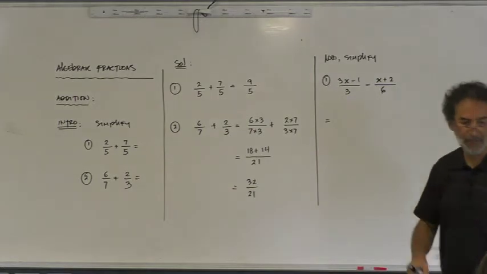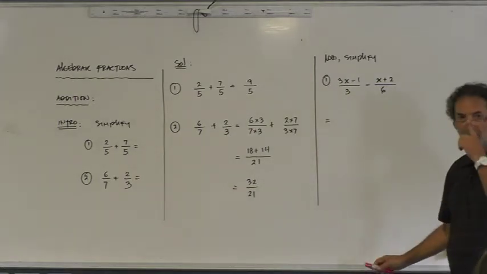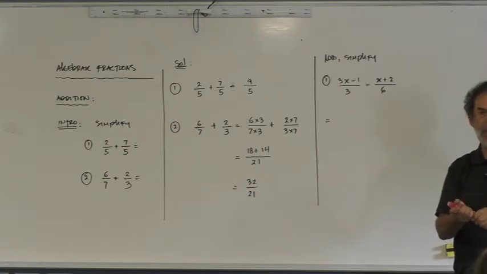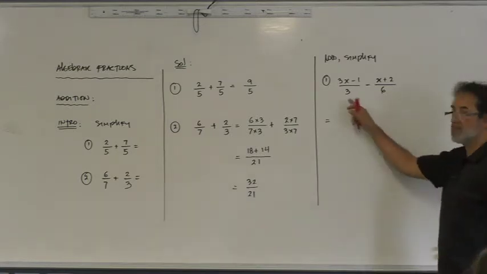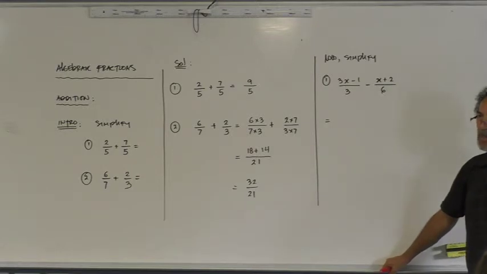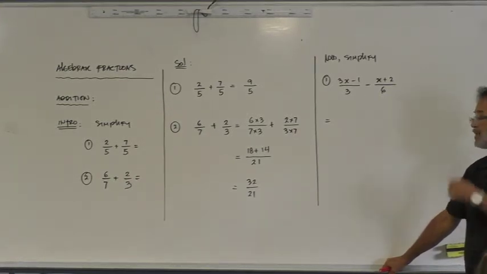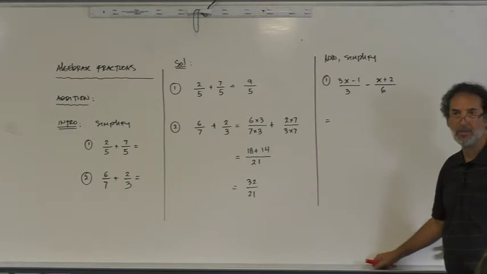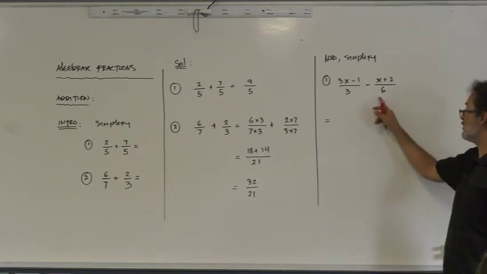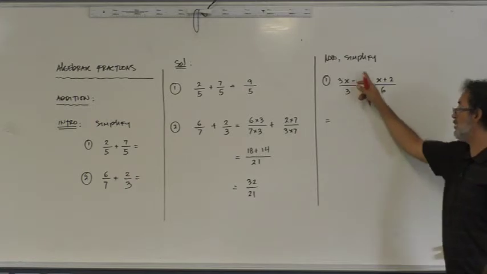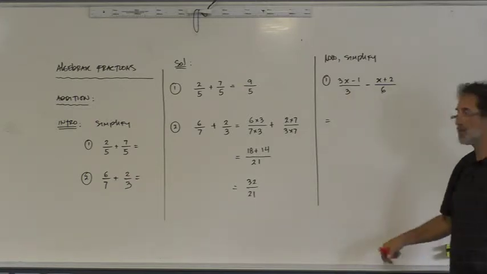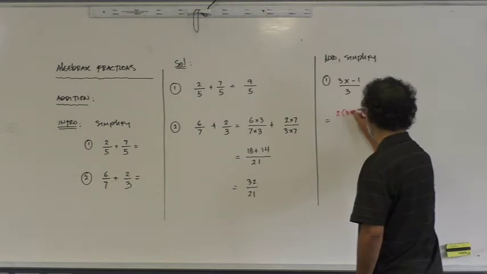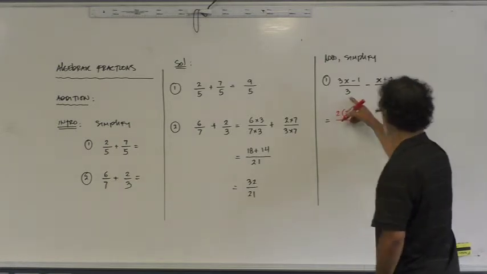All right, let's simplify this fraction. We cannot put these two fractions together because they have different denominators. That is very, very clear. So that means that we're going to have to amplify. Sometimes we need to amplify both of them. Sometimes we need to amplify only one of them. In this case, we need to amplify only the first fraction. We're going to amplify this by 2. So we're going to multiply the top by 2, and then we are going to multiply the bottom by 2.